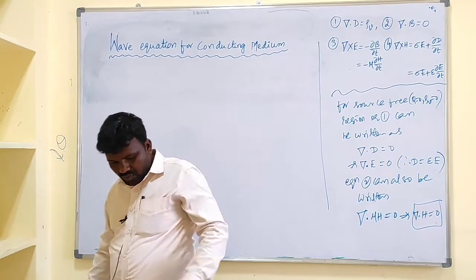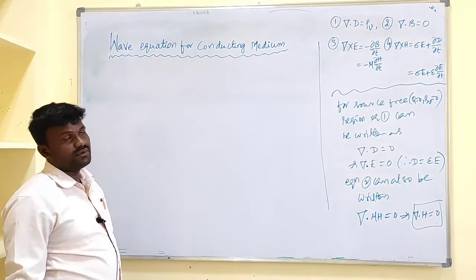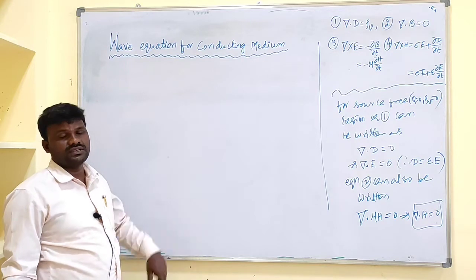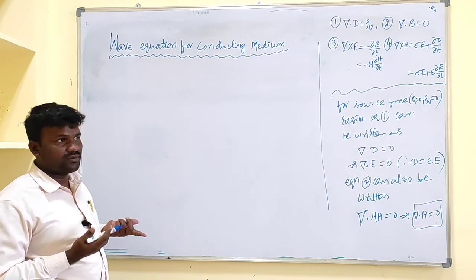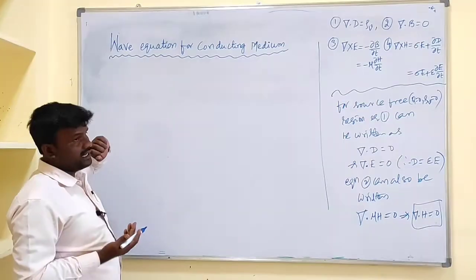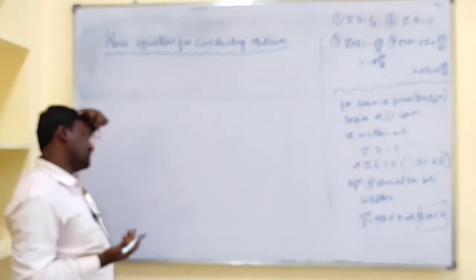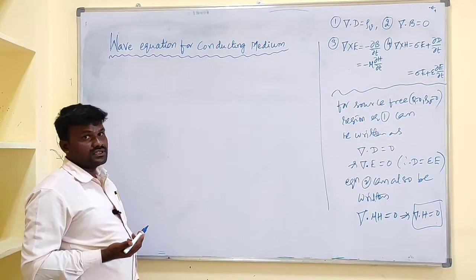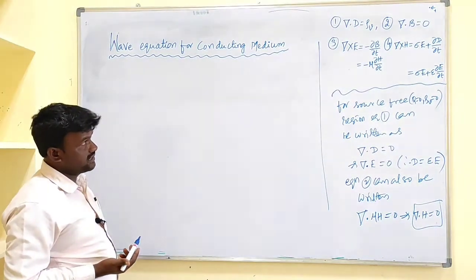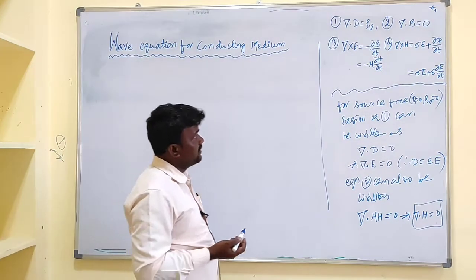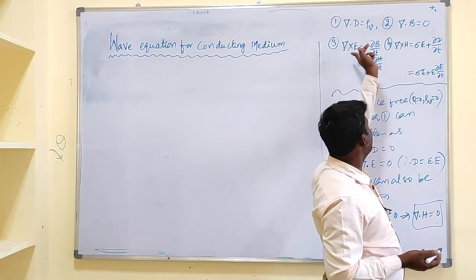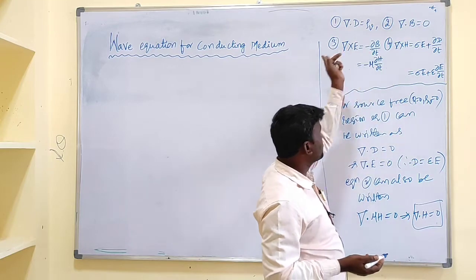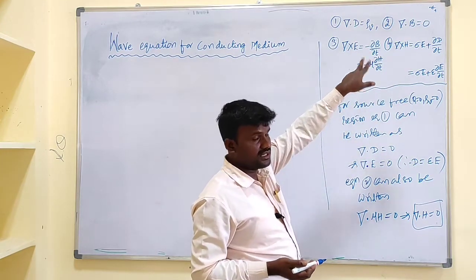Now, by using the four Maxwell's equations, we can derive the wave equation for the conducting medium. What is meant by wave equation? By using the wave equation, we can describe the wave characteristics. In order to describe the electromagnetic wave characteristics, we need to derive the electromagnetic wave equation, which can be derived with the help of Maxwell's equations. Let us consider the third equation. Of course, we need to use all four equations in order to derive it.